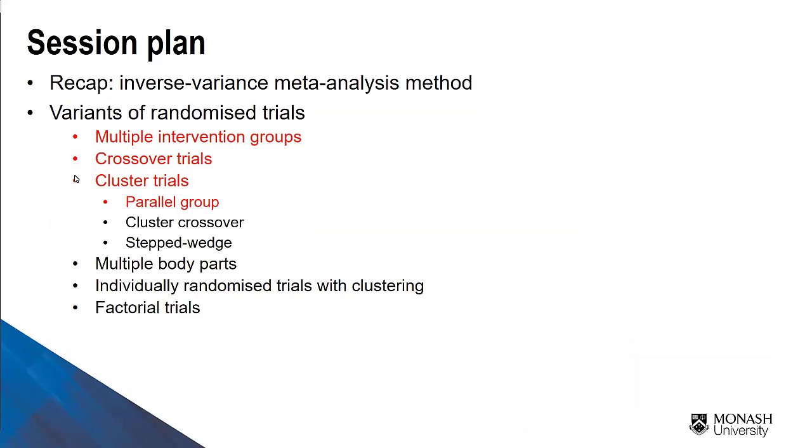Okay, so this is the session plan. I'm going to recap the inverse variance meta-analysis method, and then I'm going to talk through variants of randomised trials. I'm going to focus on the trials in red, so multiple intervention groups, crossover trials, cluster trials, in particular parallel group cluster trials. I will mention cluster crossover and step-wedge trials, and also multiple body parts, individually randomised trials with clustering, and factorial trials.